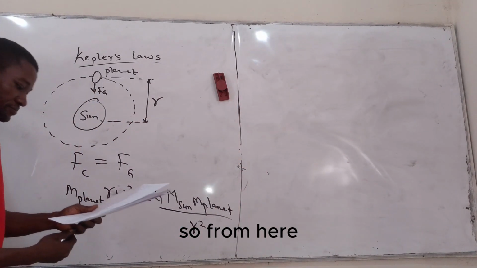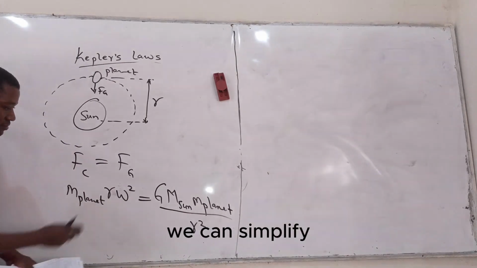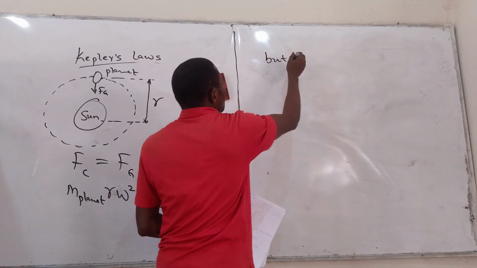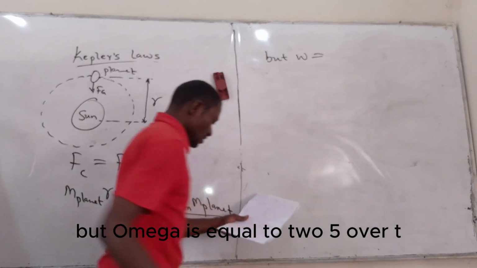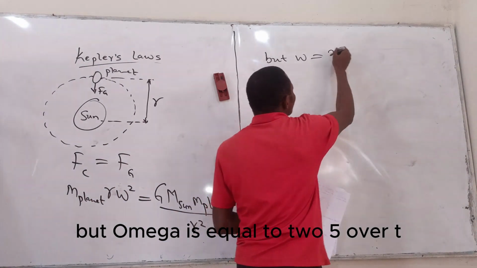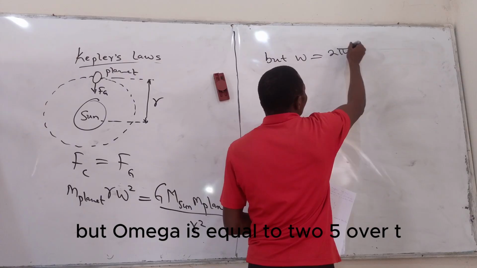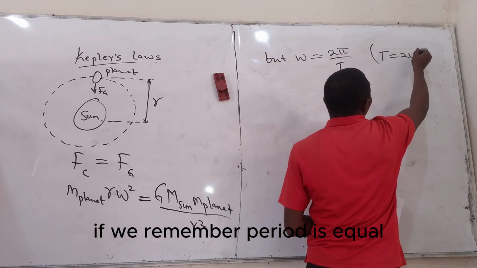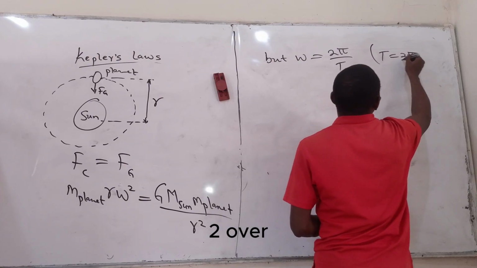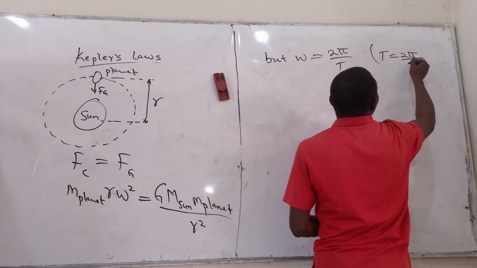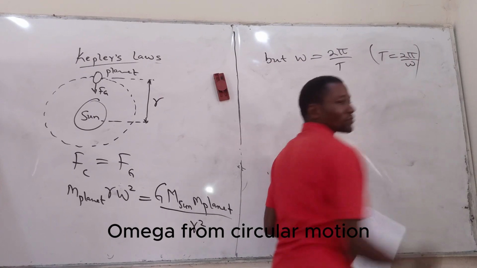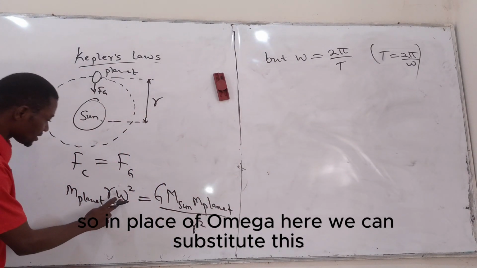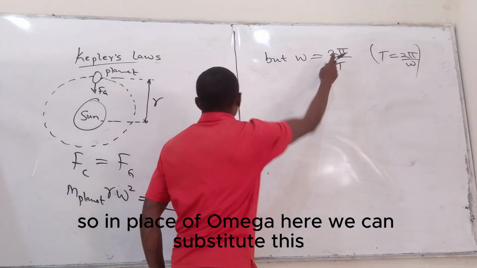So from here, we can simplify. But omega is equal to 2 pi over T. If we remember, period is equal to 2 pi over omega from circular motion. So in place of omega here, we can substitute this.